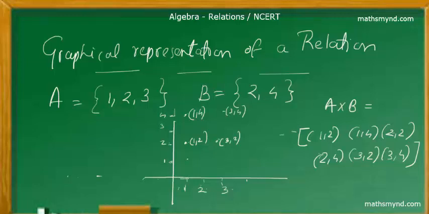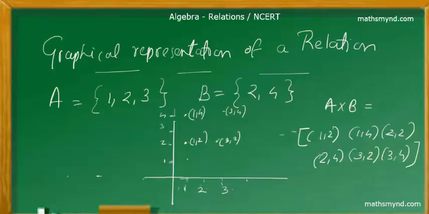So how do you graphically represent a particular relation? It's quite simple. Of course, we'll be looking into a lot of problems where we'll be gradually looking at more complex cases, but to bring the idea in a simple format and to make it very easy to understand, I have taken two simple sets. That's set A consisting of elements 1, 2, 3, and set B having elements 2 and 4.